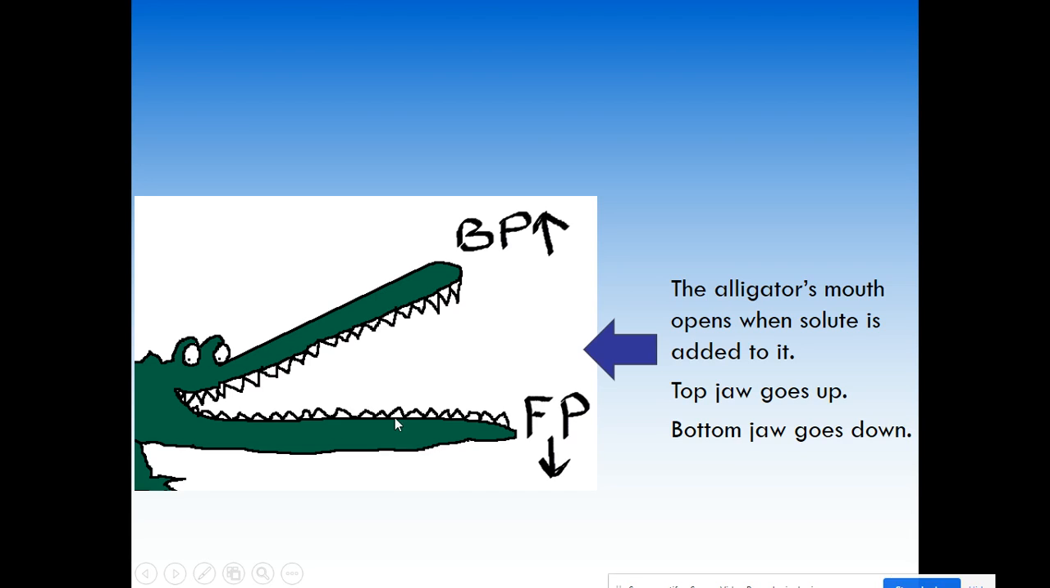Okay, so one way to remember that boiling point is elevated and freezing point is depressed is to think about an alligator. The boiling point is obviously higher than the freezing point, so boiling point would be the top jaw and freezing point would be the lower jaw. And then when you force a solute into the alligator's mouth, the mouth opens even wider, resulting in the boiling point, the top jaw, going up, and the freezing point, the lower jaw, going down.